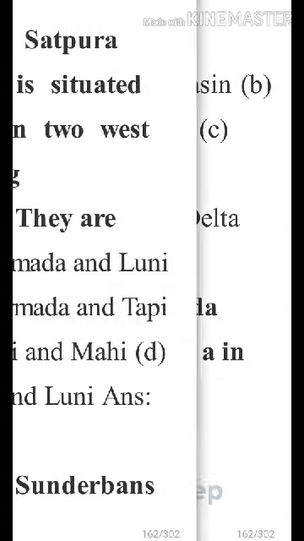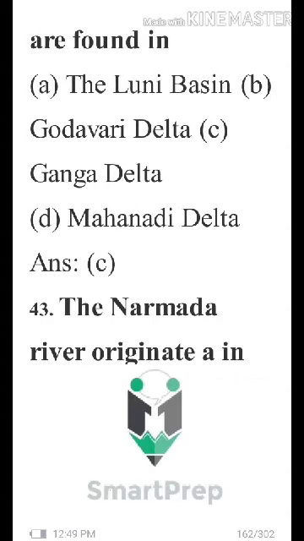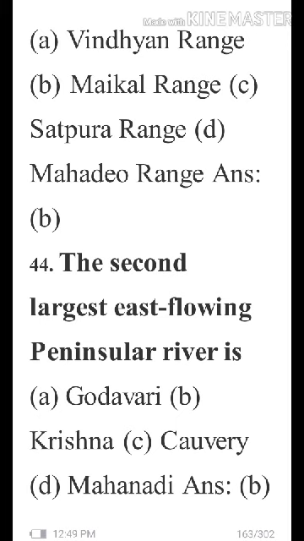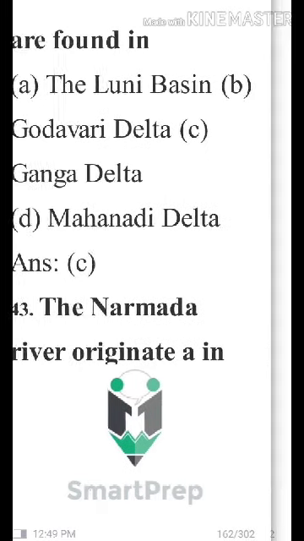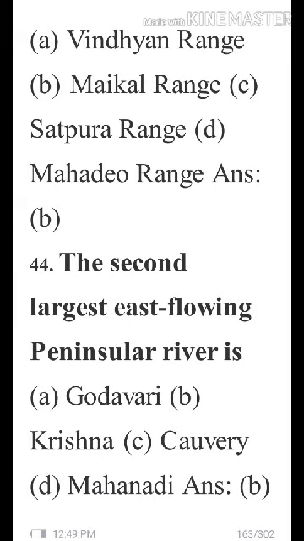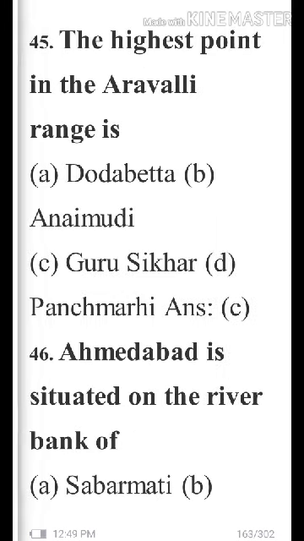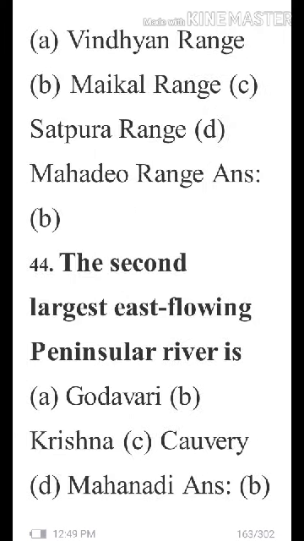Next, the Sundarbans are found in the Ganga Delta. Next, the Narmada River originates in the Maikal Range. The second largest east flowing peninsular river is Krishna.